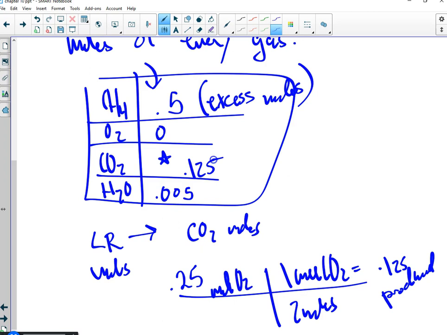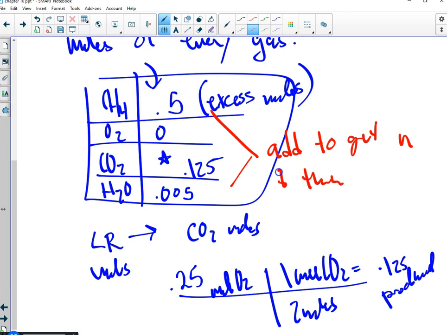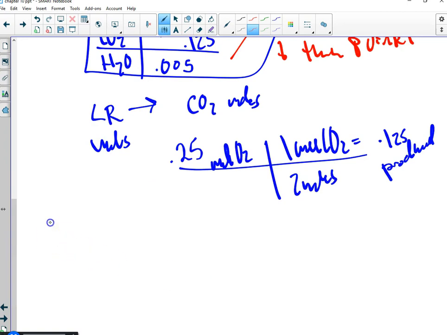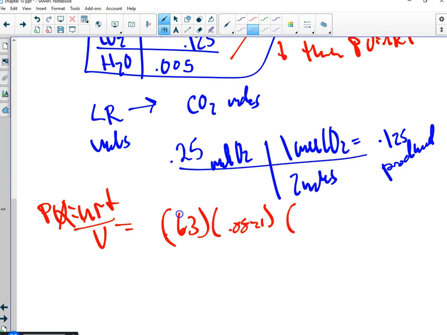All right, and then once we have all of the moles, we add to get n and then PV=nRT. The total is? Okay. So PV equals nRT, so P is nRT over V. So just plug that in. I have, what did you say? 0.6. R, 0.0821. T was 298. V is still 4. And you end up with what value? 3.85.